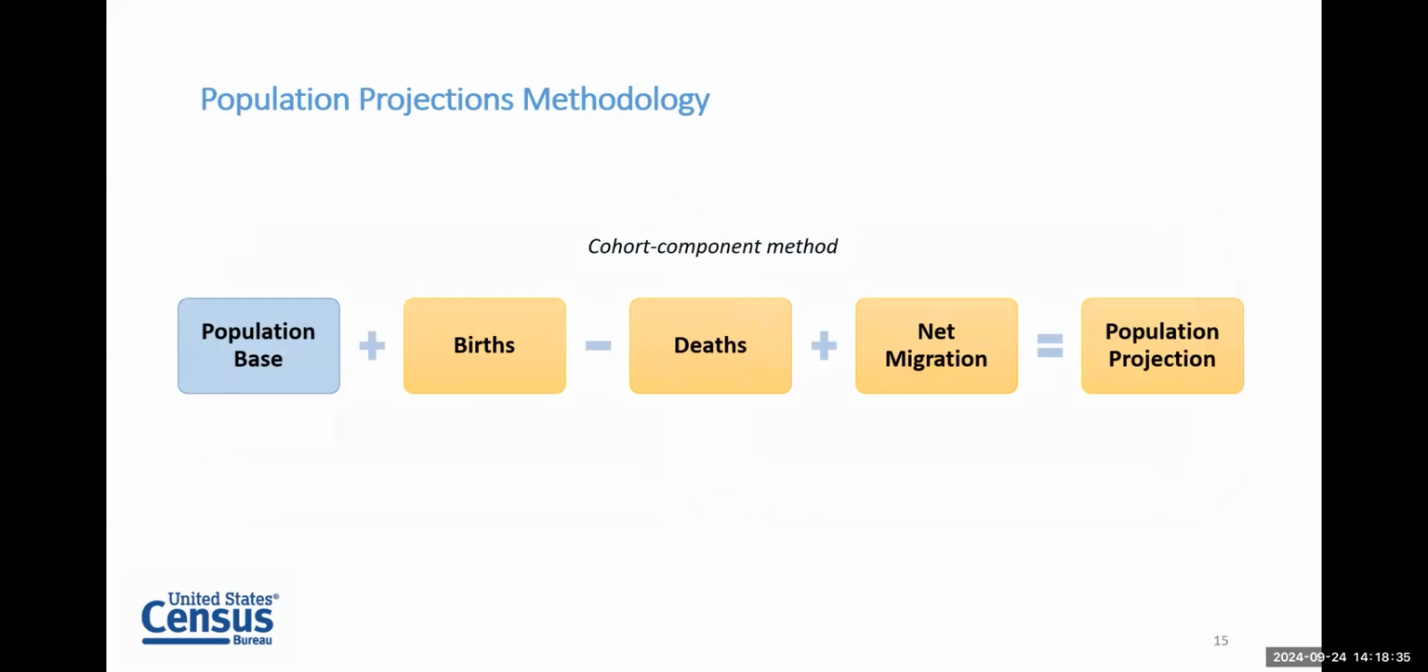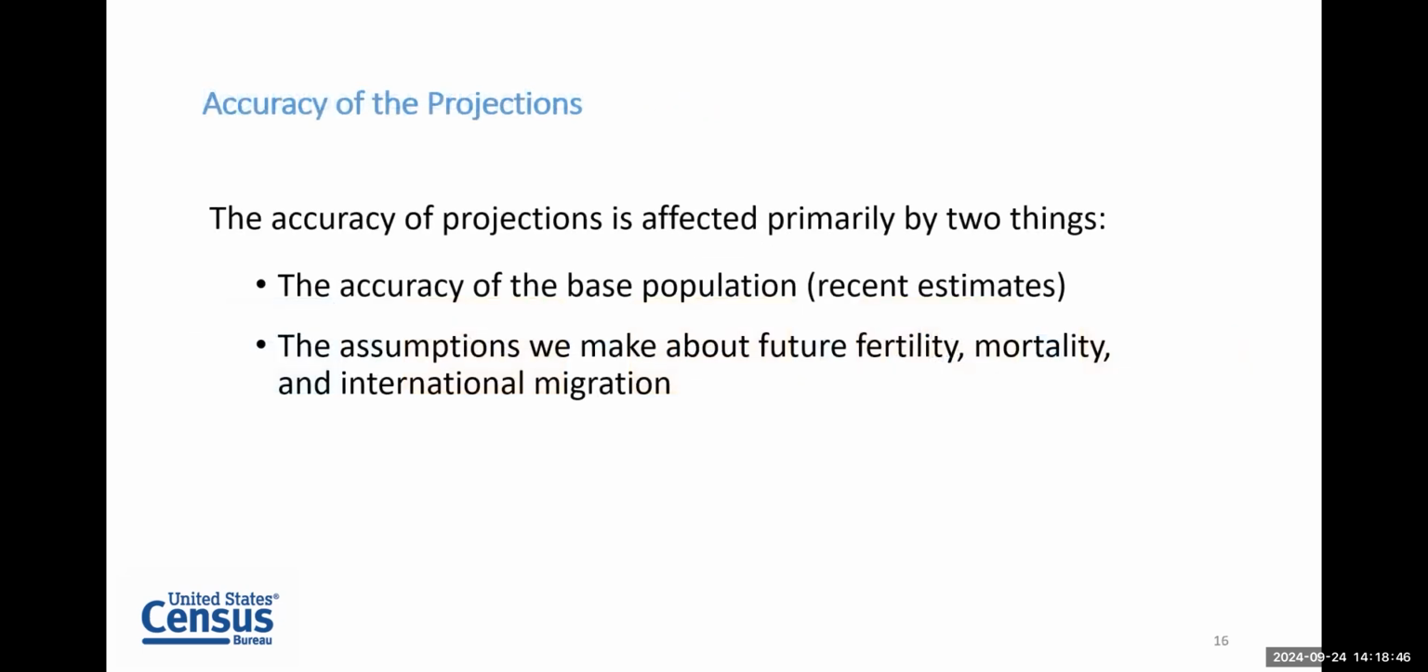So the way we create the population projections, we start with a base, and like I mentioned, it comes from our population estimates. We add births, we subtract deaths, then we add net migration. That gives us our projection. So the accuracy of the projections is really based on two things. First is the accuracy of that base population that we're using as a starting point. And second is the assumptions that we make about future fertility, mortality, and international migration.